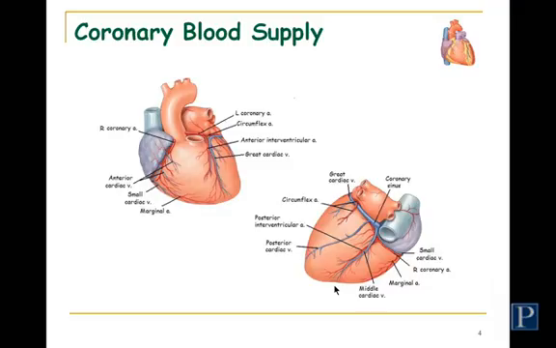Now, in the left ventricle, most of the blood leaves by way of the coronary sinus right here, in about three-quarters of the population. It empties into the coronary sinus by way of the cardiac veins.